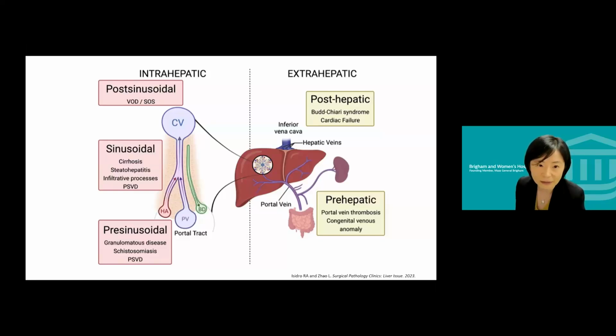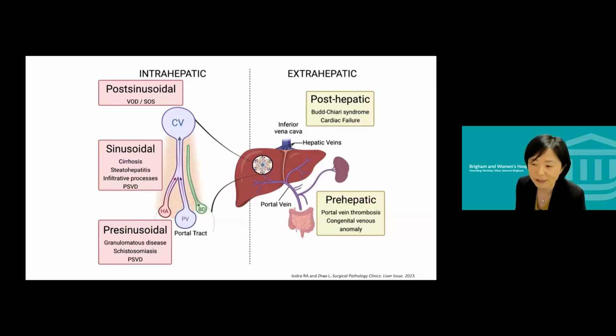And at the sinusoidal level, the most common cause for increased portal pressure would be cirrhosis. But in some other cases, especially alcohol-related severe steatohepatitis with severe sinusoidal fibrosis, these people may have sinusoidal portal hypertension as well.